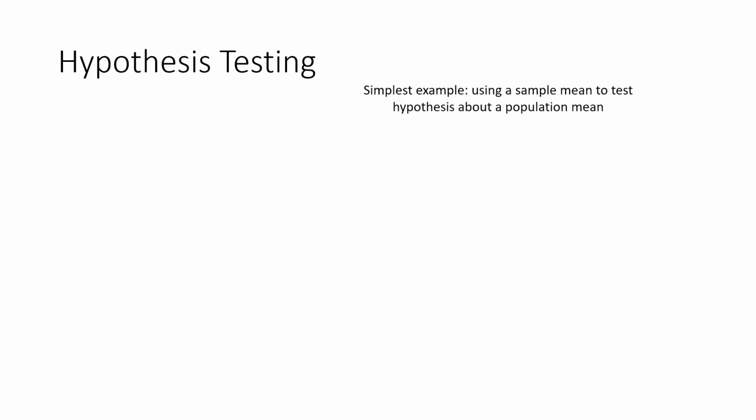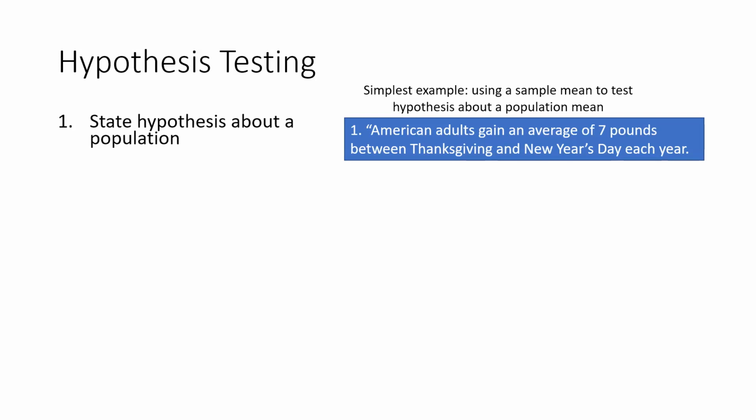Here's a simplest case example, using a sample mean to test a hypothesis about a population mean. It will eventually become a little more complicated than that, but we can take a sample mean and make some statement about a population mean. We go through a series of 4 steps in a hypothesis test, and I'm going to give you an example of each step. So, step 1, state the hypothesis about a population.